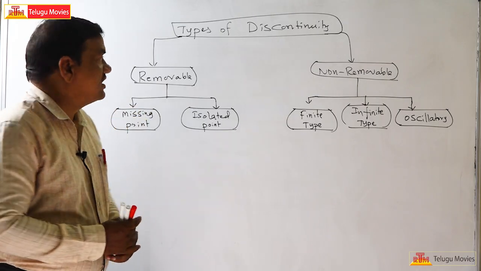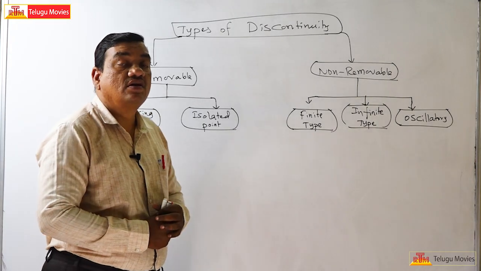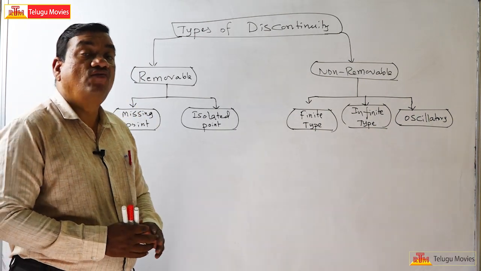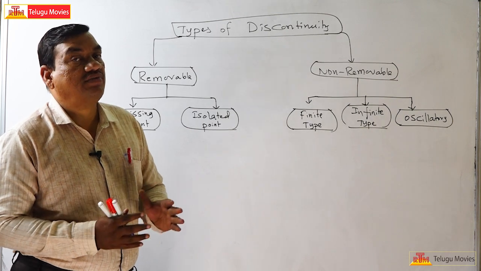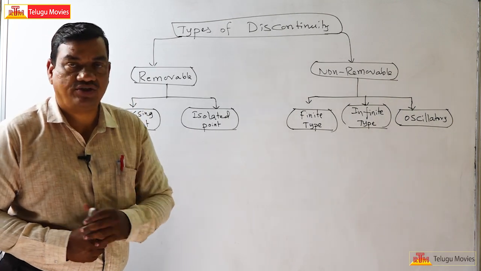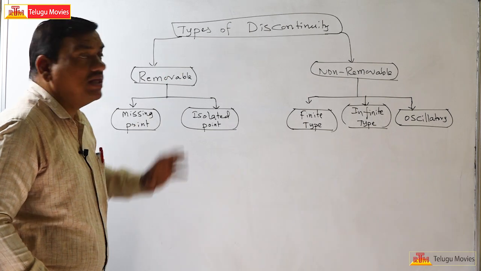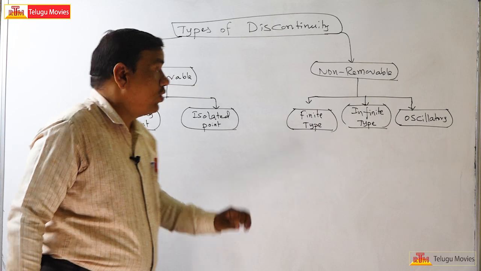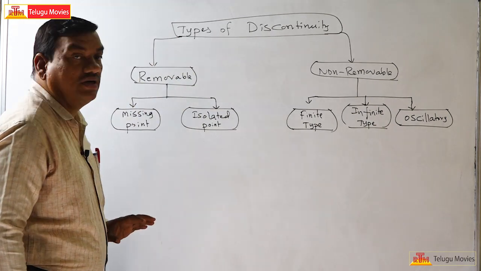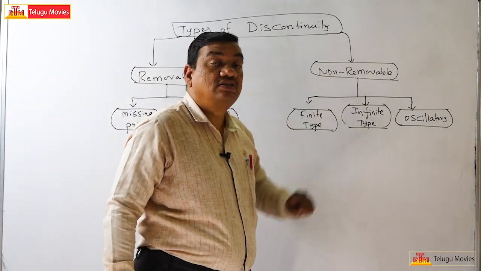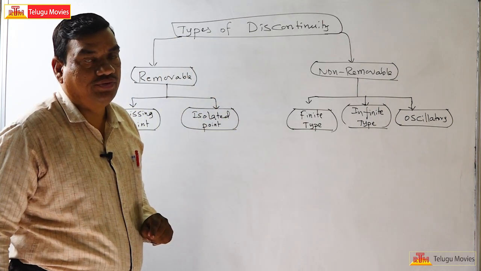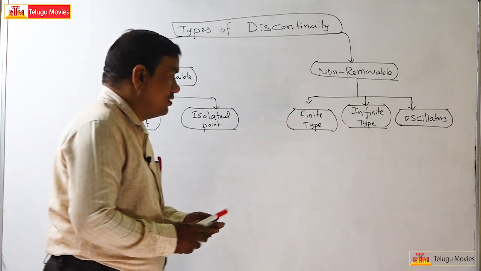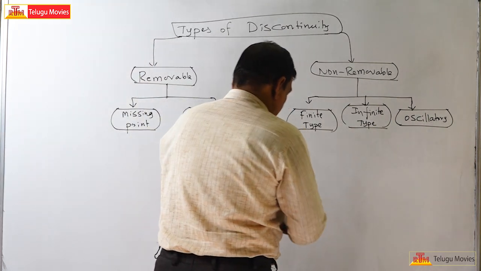Welcome to this concept. Already we have seen the continuity of a function, and we have discussed the various cases where the function is discontinuous at a point. Now in discontinuity we have various types. One is removable discontinuity and another one is non-removable discontinuity. Removable means we can remove the discontinuity. For example, let us see one diagram.